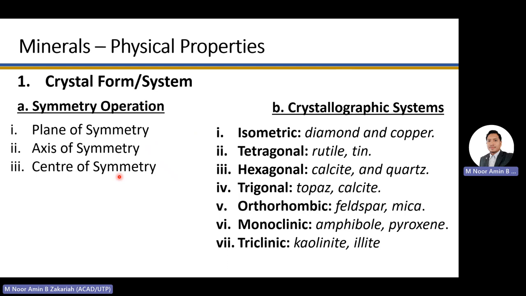For the crystallographic system, we have seven, which are based on the unit cell, the smallest repeating unit of a crystal. The crystallographic systems consist of isometric, tetragonal, hexagonal, trigonal, orthorhombic, monoclinic, and triclinic. These are examples of minerals that have these characteristics for the crystallographic system. These crystallographic systems are distinguished based on the length of the unit cell edges and the angles between them. We're going to look into this one by one later on.